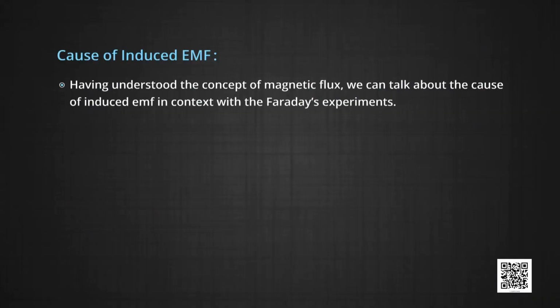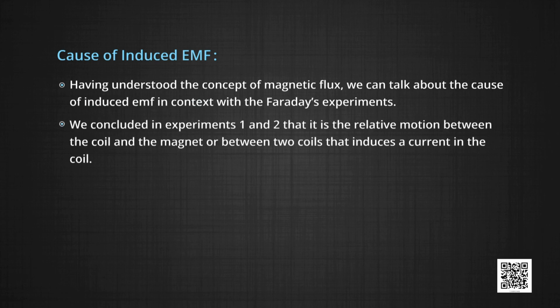Cause of induced EMF. Having understood the concept of magnetic flux, we can talk about the cause of induced EMF in context with Faraday's experiments. We concluded in experiments 1 and 2 that it is a relative motion between the coil and the magnet or between two coils that induces a current in the coil. The question is why? What happens when there is a relative motion between the two or when there is no relative motion between them? The answer lies with magnetic flux.